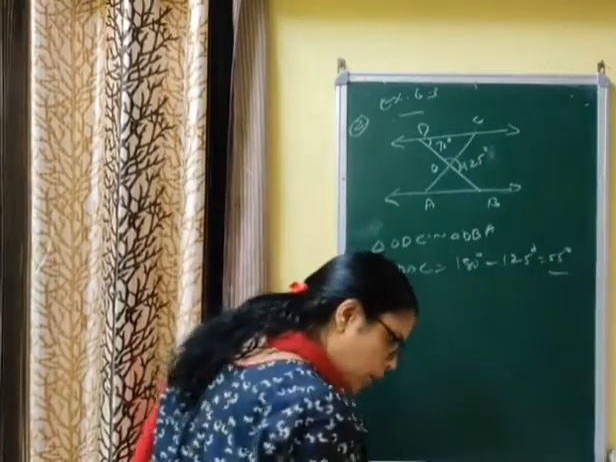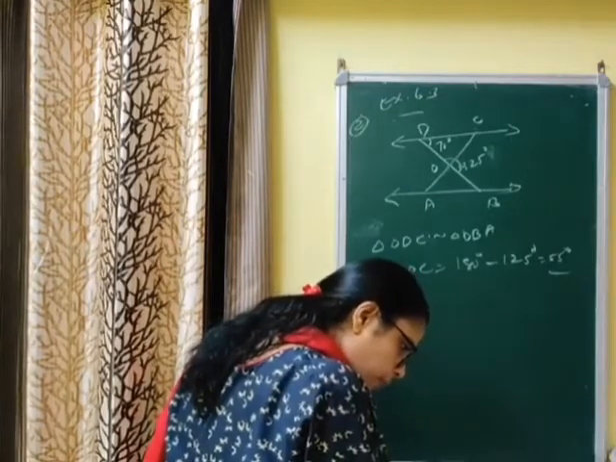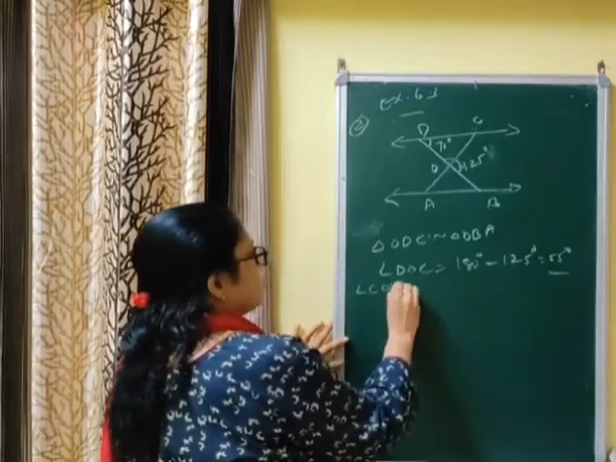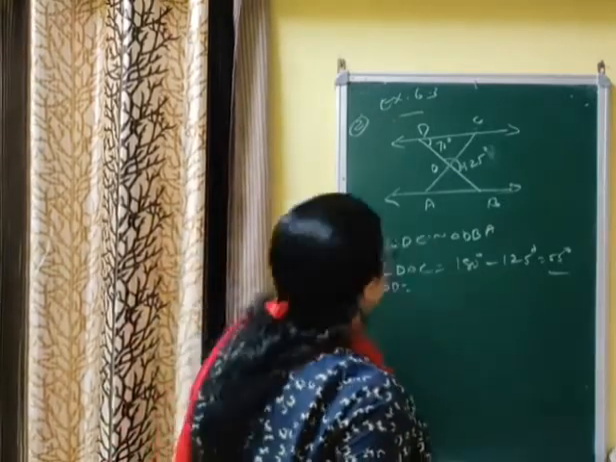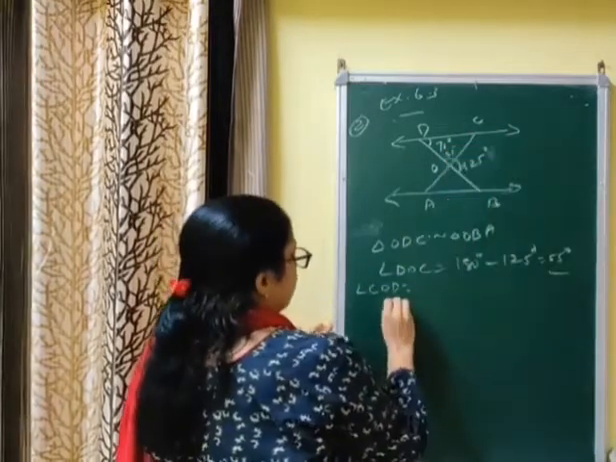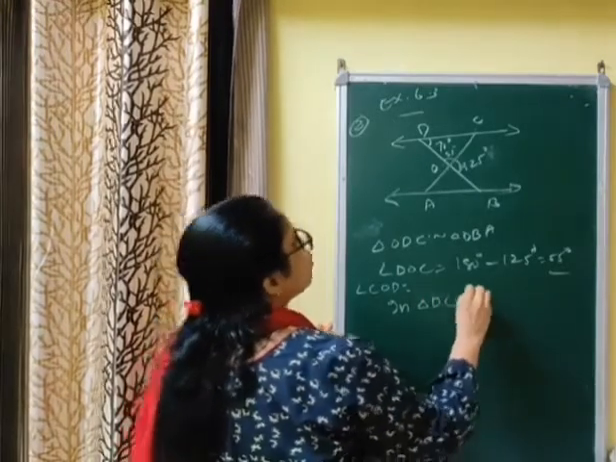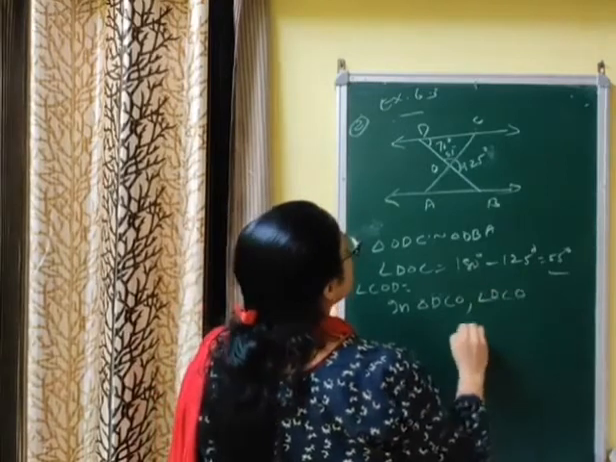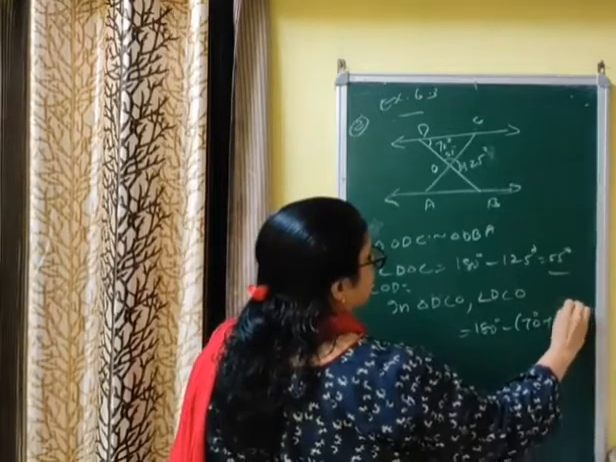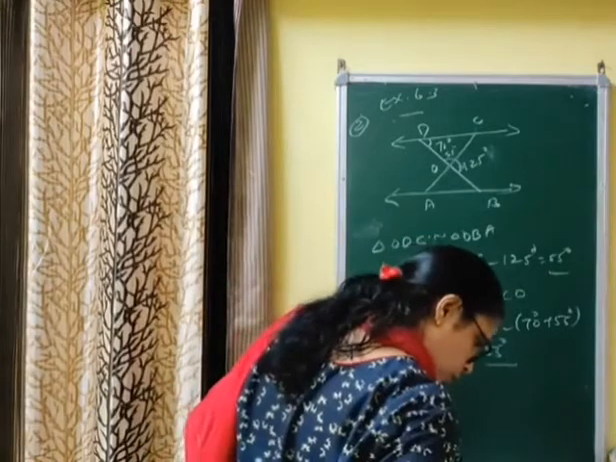Now which ones are you asked to find? First one is COD. COD and DOC are equal. COD can be written as DOC, this is 55 you got. Next one is you have to find DCO. For DCO, in triangle DCO, you can apply the angle sum property. In triangle DCO, angle DCO is equal to 180 minus (70 plus 55). That is 180 minus 125, again 55 degree. That is DCO. Now which one is left?